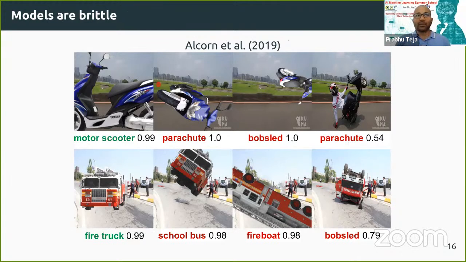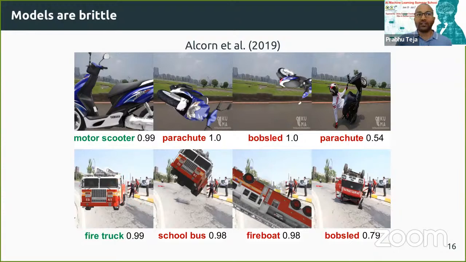Take this very simple example again. Models are brittle. This one paper showed that if you take an image, and this image has a scooter in it, the model predicts it correctly as a motor scooter with a 0.99 probability, so it's very confident. Turn the scooter around, it predicts it as a parachute. Put it in the air, it calls it a bobsled. Lift it, do a wheelie with it, it calls it a parachute.